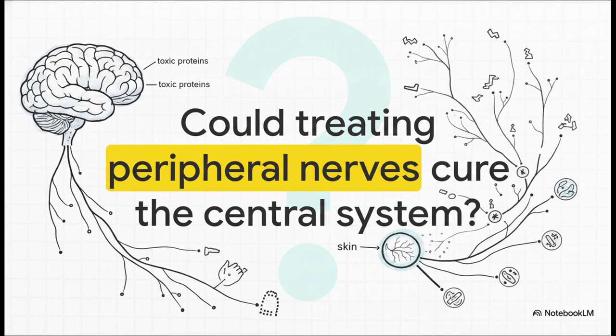If the very same toxic proteins that destroy the brain are also destroying the peripheral autonomic nerves, and if our skin holds the clues to the brain's deepest mysteries, could early detection in the skin and treating the peripheral nervous system one day be the key to curing the central nervous system? The human body is a masterfully interconnected web, and the more we investigate our invisible autopilot, the closer we get to unlocking the secrets of disease itself.